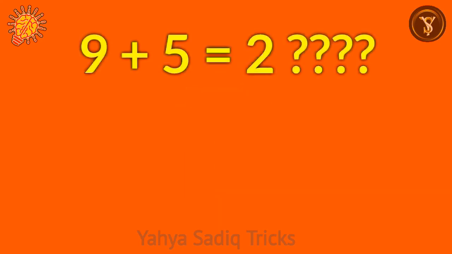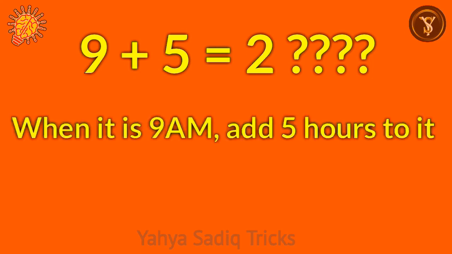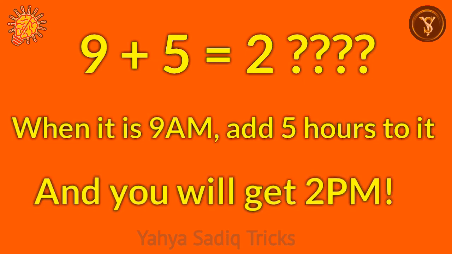If you guess it, comment your answer in this video. If you do not guess it, I will give you the answer. The answer is when it is 9 am, add 5 hours to it and you will get 2 pm.